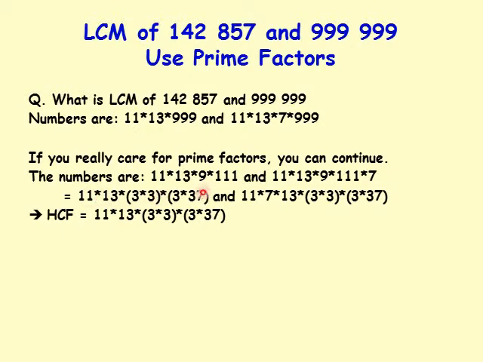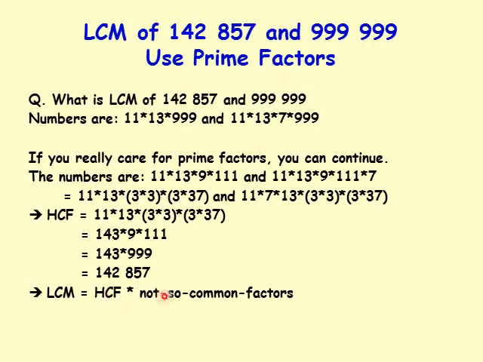Okay, the HCF is this common factor here other than 7. This is 11 times 13 times 3 times 3 times 3 times 37, which is 143 times 9 times 111, which is equal to 143 times 999, which is equal to 142,857. Now the LCM is the HCF times the not-so-common factors, and only one factor is not so common, which is 7. So 142,857 times 7 is equal to 999,999, and that is my second number. The HCF of these two numbers is the first number 142,857, and the LCM of these two numbers is the second number, 999,999. Let us continue.